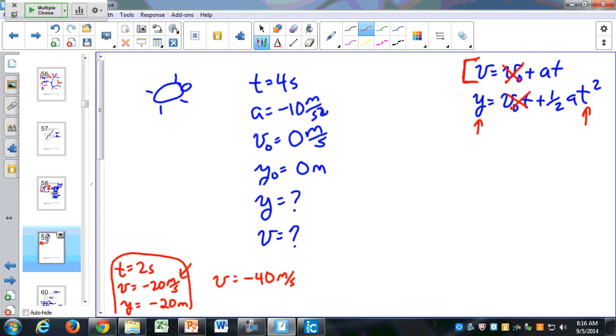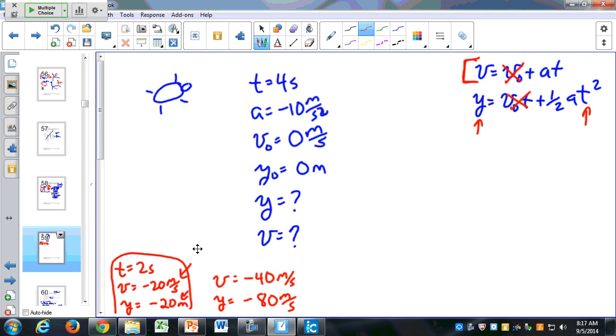If I double the time, what happens? I get a factor of 4, right? So if I double that, it's 2 times t. The 2 is squared, and so I get a 4 over here. All right, so over here I had y equal minus 20 for the previous problem. So my answer to this one should be 4 times that, or minus 80 meters per second.